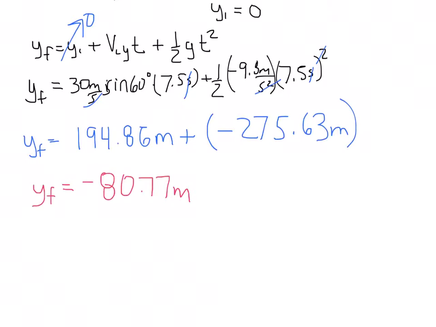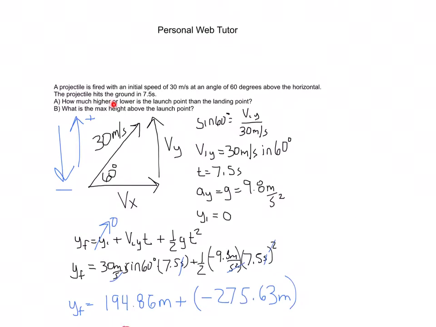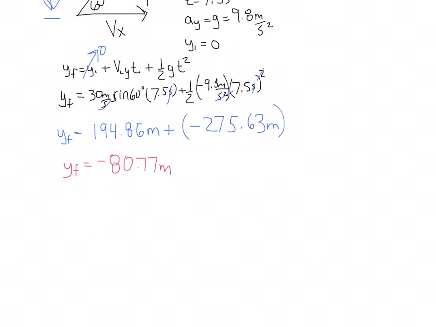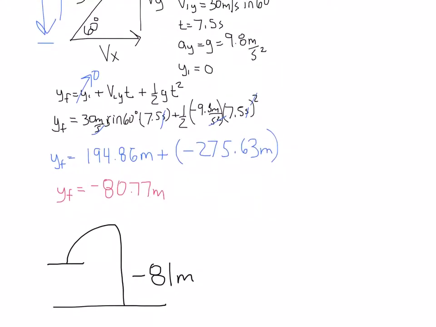and we get y final is equal to a minus 80.77 meters. This means that, remember the question, it said how much higher or lower is the launch point than the landing point. So that means the launch point is higher than the landing point because we have this negative here. So it's looking kind of like this. This is the launch point, and it's going down minus, we'll say 81 meters. So the answer to that first part is that the launch point is higher.